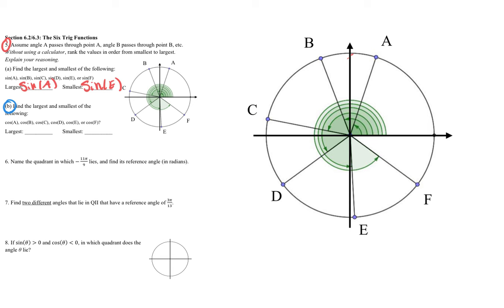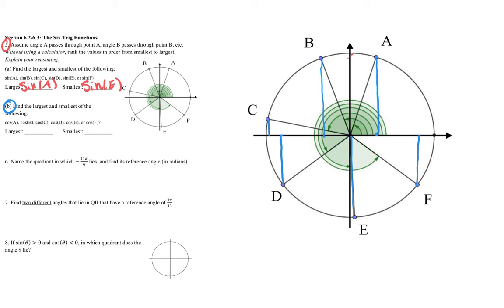So now we're doing the same thing but with cosine. If sine was y, cosine is going to be x. So we want to do the same thing, except we're going to drop these lines to the x-axis instead of the y-axis. We're going to drop this vertical line here. We can do this one here. And then B is sitting right about here. E is here. A is right about here. And F would be right here.